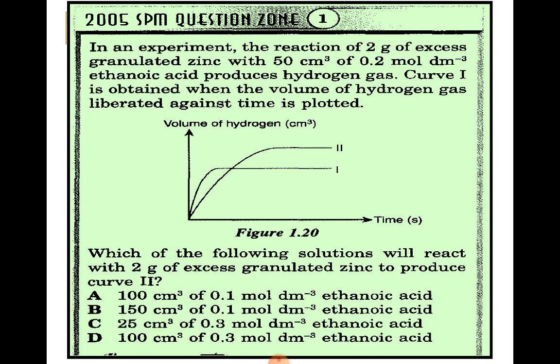Okey, kita tengok ni 2005 SPM question zone 1. In the experiment, the reaction of 2 gram of excess granulated zinc with 15 cm³ of 0.2 mol dm⁻³ ethanoic acid produce hydrogen gas. Curve 1 is obtained when the volume of hydrogen gas liberated against time is plotted. Okey, kalau awak tengok ini eksperimen 1, eksperimen 2.